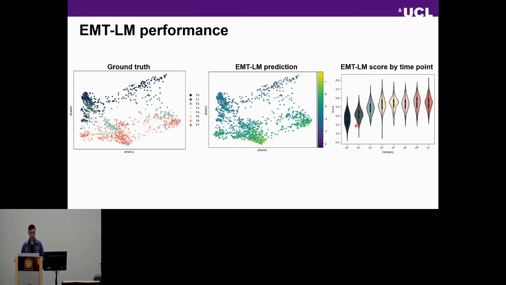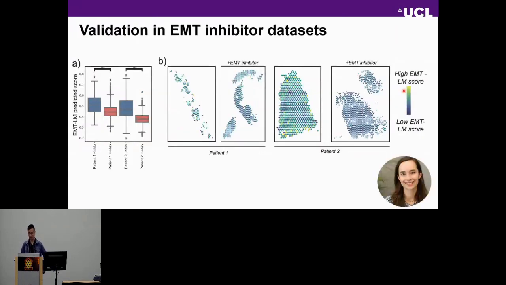And if you see this violin plot, you can see that for different categories, the distribution of the predicted score keeps rising during the time points, which is quite good because the wet lab designs are quite different, to be fair. And we actually do more validation on external EMT inhibition data sets, which are from single cell, which is another data modality.